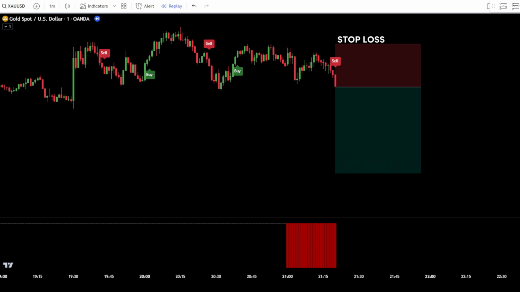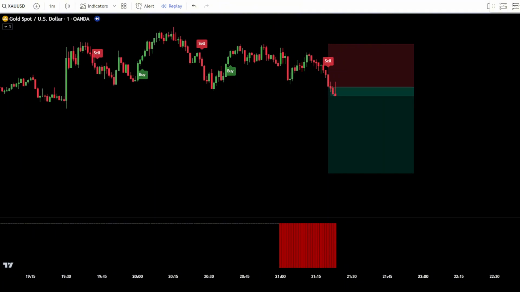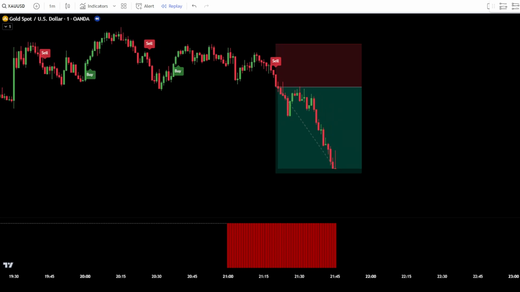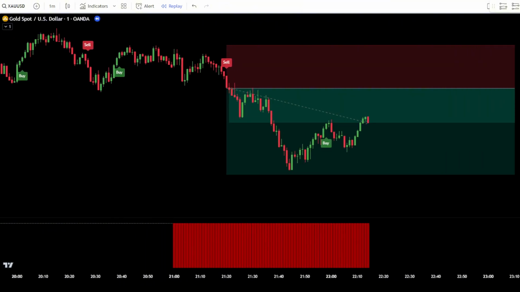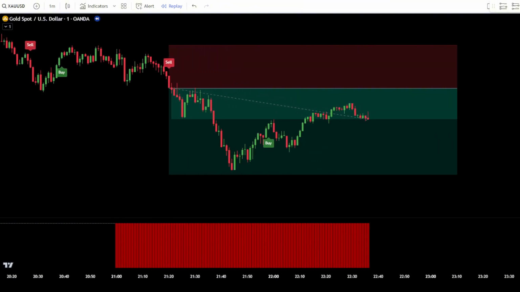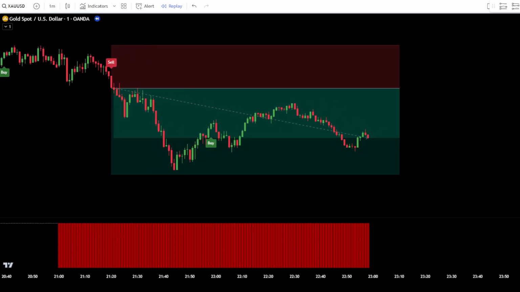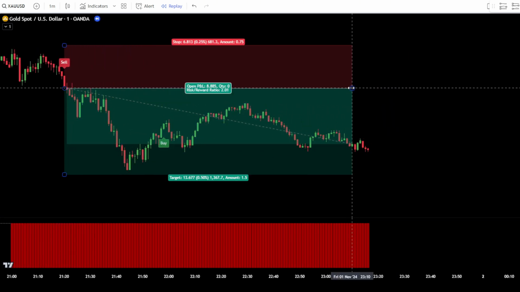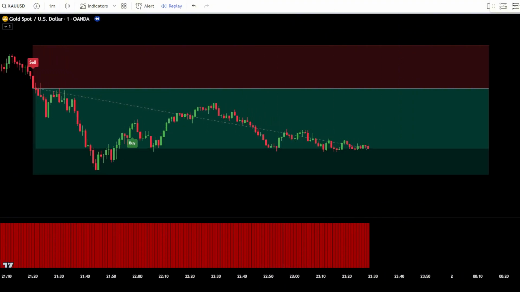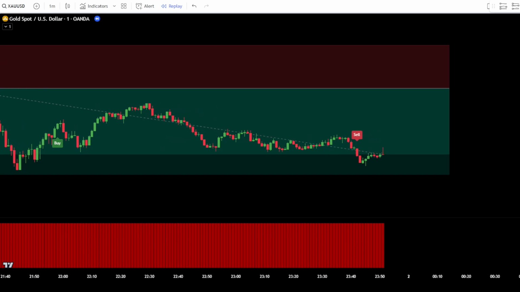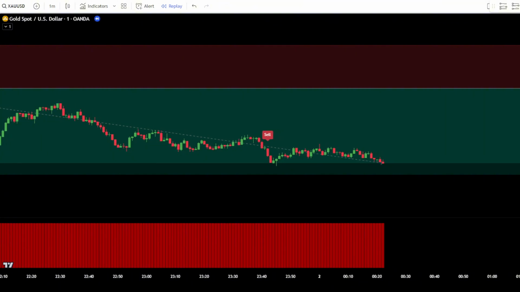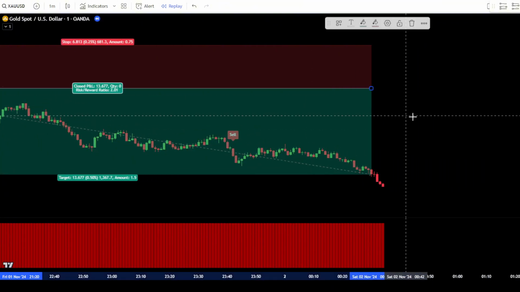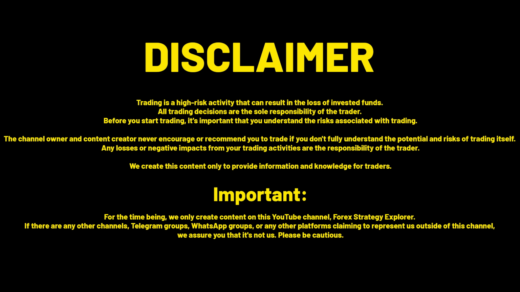Set the stop loss at the most recent high. Use a 1:2 risk-to-reward ratio for your take-profit target. Always maintain your money management and trading psychology.